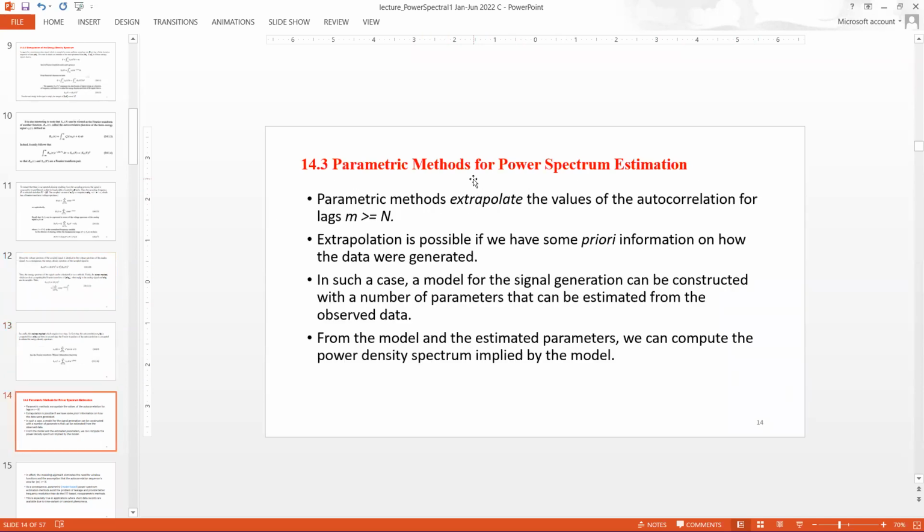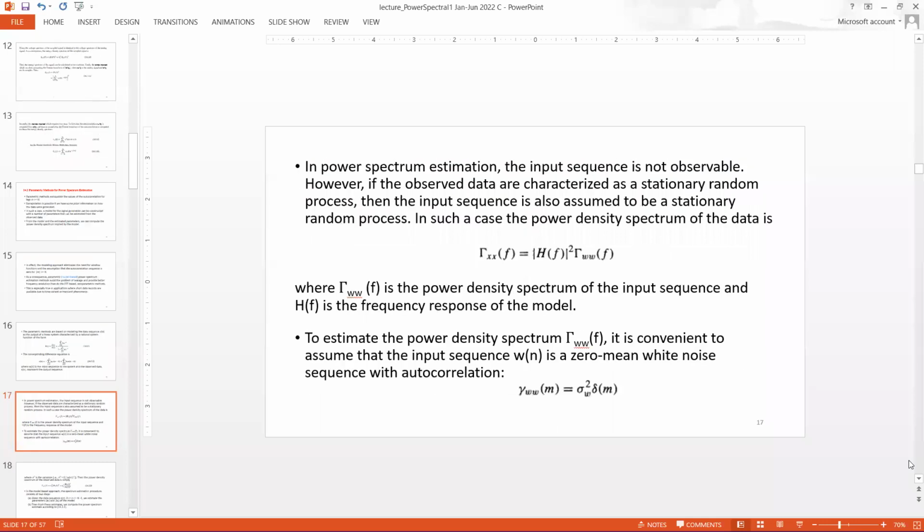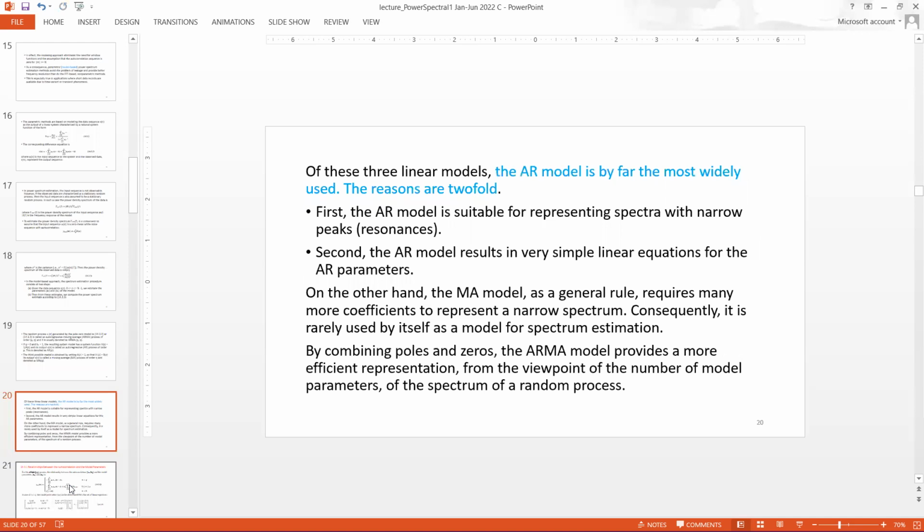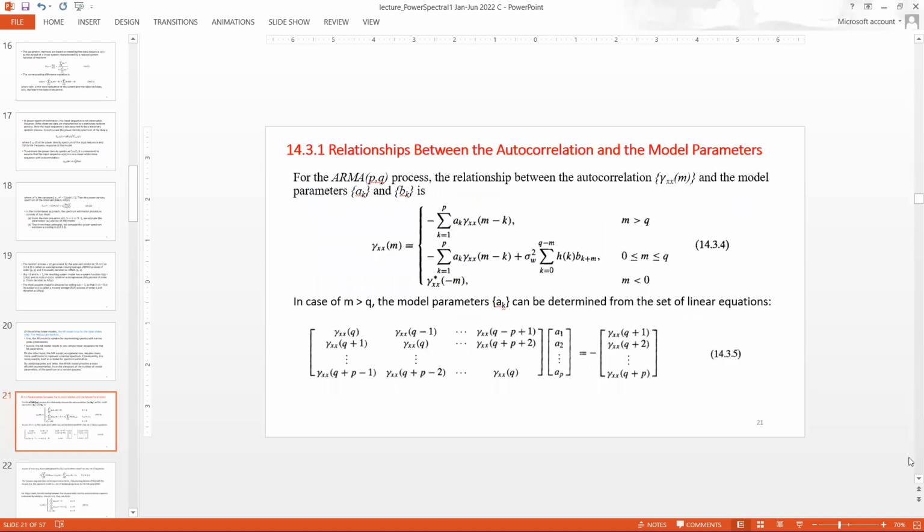Now these parametric methods of power spectrum, we discussed yesterday up to this, like ARMA, AR and MA. Under these three conditions, which model applies: ARMA, MA, or autoregressive moving average. We discussed under which condition we call which model, and the relative performance among them. So today we are going to start from here.